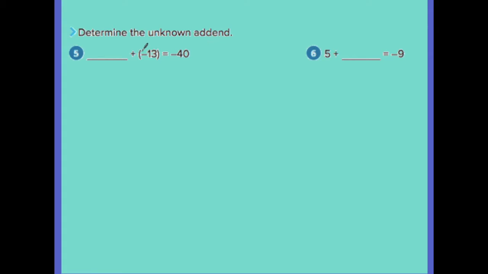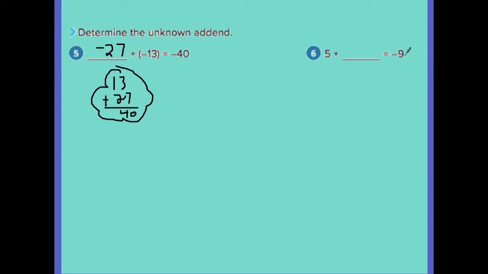Determine the unknown addend. So something plus negative 13 is negative 40. So I got to get more negative. So I'm going to have negative 27. Okay, good way to think about this is 13 plus something to get to 40. 13 plus 27 gets you 40.